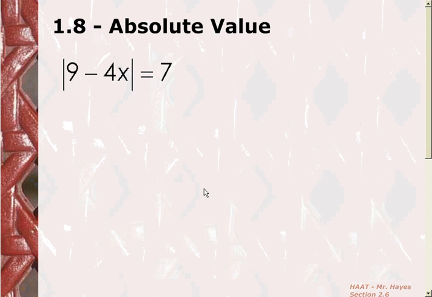Okay, solving absolute value equations and inequalities. We'll do a couple of each, talk about some special cases, and move on from there. So the biggest thing to remember is absolute value means it's the distance from 0. So whatever is inside this absolute value means that it's 7 away from 0.